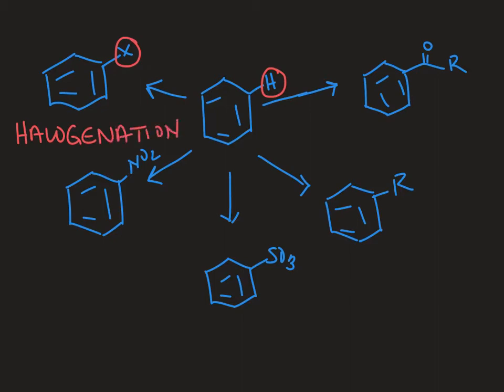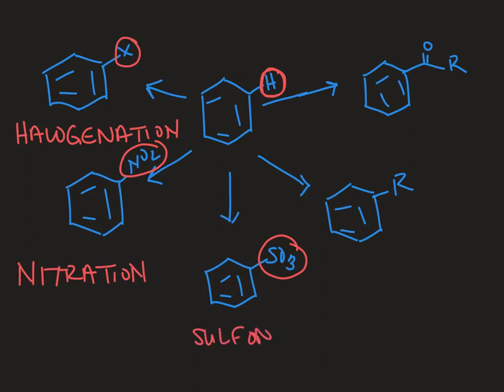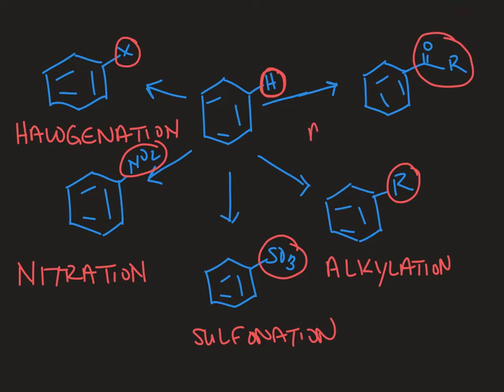The second example, we're replacing that hydrogen on the benzene ring with a nitro group, an NO2 group. So this is nitration. Next example, we're replacing the hydrogen with an SO3 group. This is sulfonation. Next, we're replacing it with an R group. This is alkylation. That R group is just an alkyl group. Last example, we're replacing it with a carbonyl group. This is acylation.